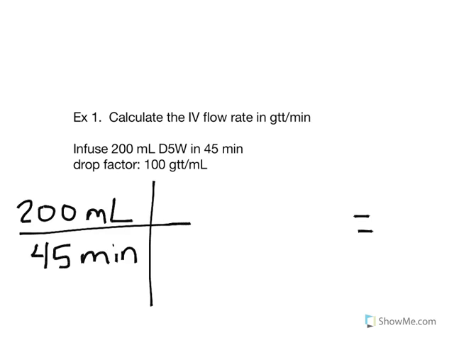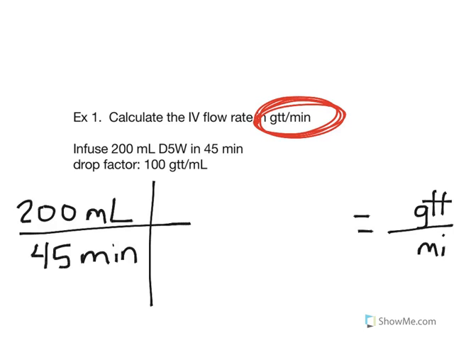Now I'm going to move to the answer. I know that I want my answer in drops per minute. So I'm going to go ahead and carry those units over to my answer, drops per minute. Now what I see, I have on top milliliters and I have on bottom minutes. My answer should be on top, drops, and on bottom, minutes. So my minutes already match up. All I need is to make my milliliters turn into drops.